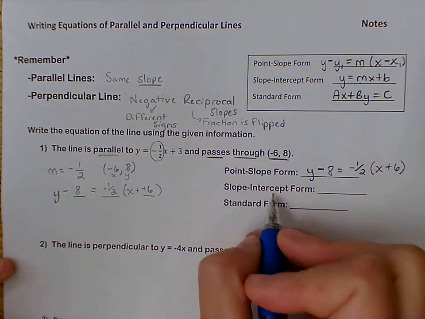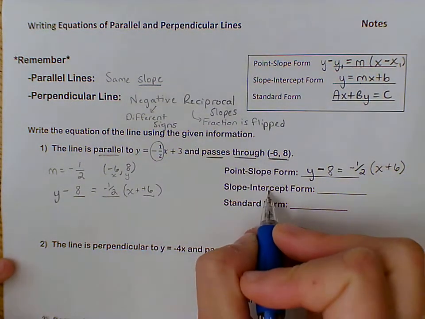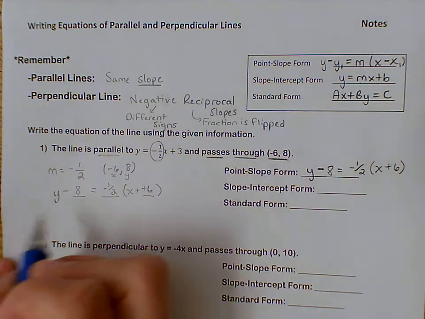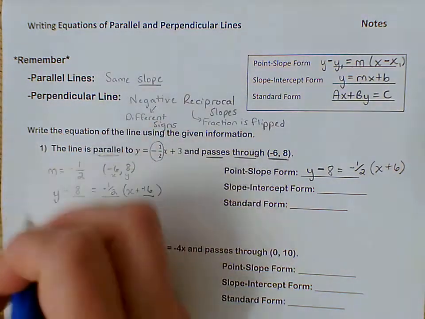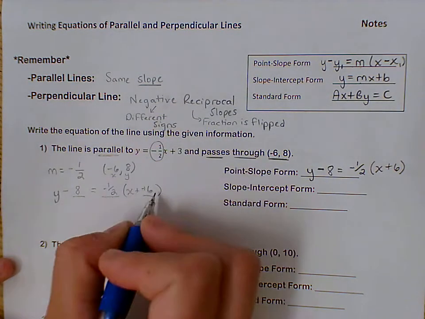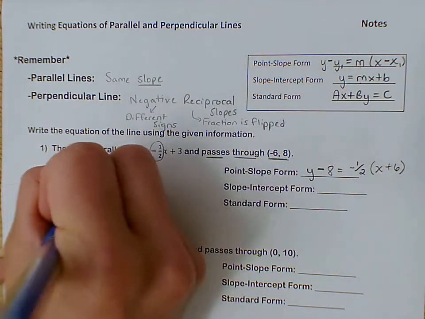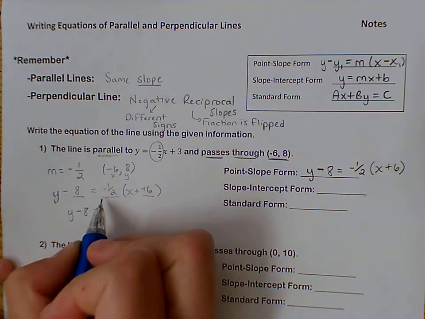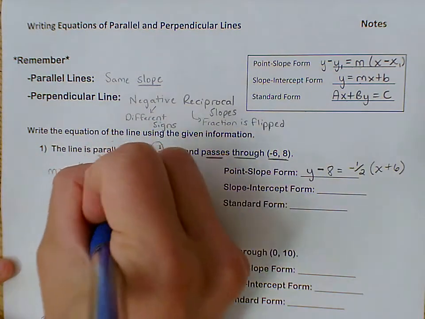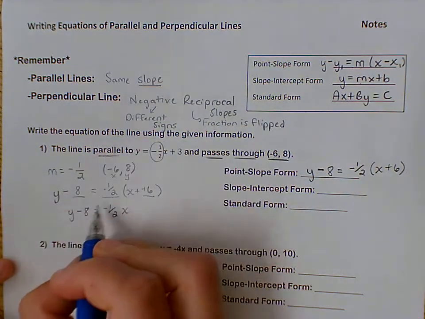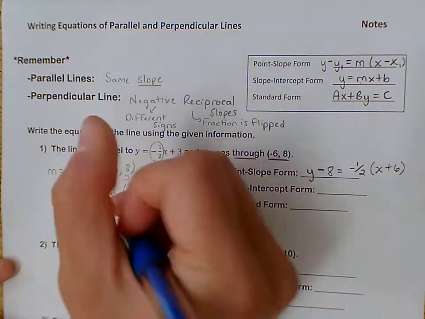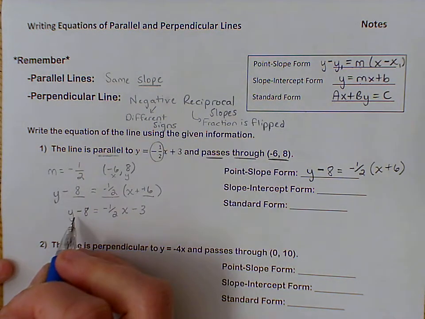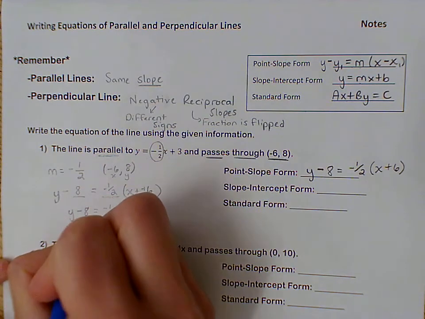Well, what if they asked you to put it in these other forms? Well, to put it in slope intercept form, you have to get the y by itself. So I would have to simplify a little bit. So I'd have to distribute my -1/2. So I'm going to bring my y minus 8 down. So if I distribute my -1/2, it would be -1/2 times x, which is -1/2 x. And then -1/2 times 6, that would be -3. And then from there, I've got to get the y by itself, so I'd have to add 8 to both sides.